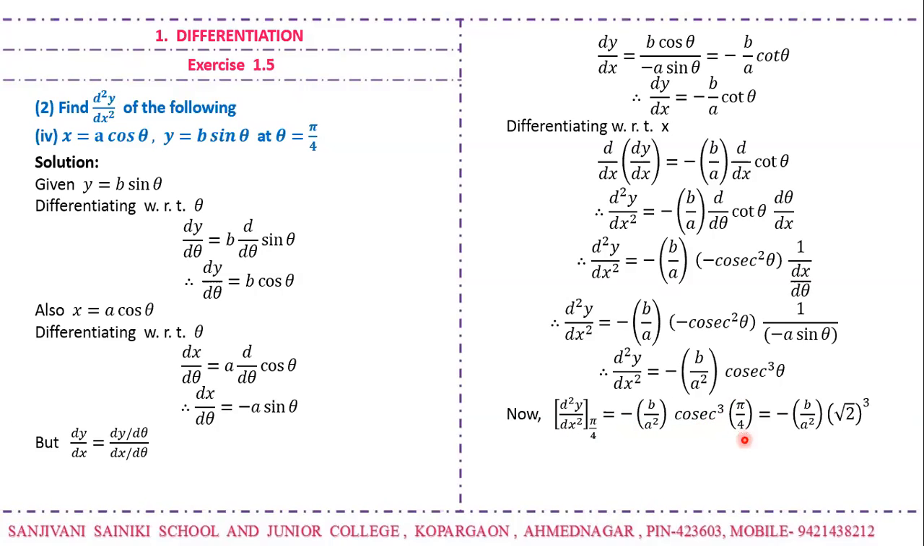Cosec cube of pi by 4 is nothing but root 2 cube. Cosec pi by 4 is root 2. So root 2 cube is 2 root 2, and this b upon a square. So this is the derivative of the given function at the given point.